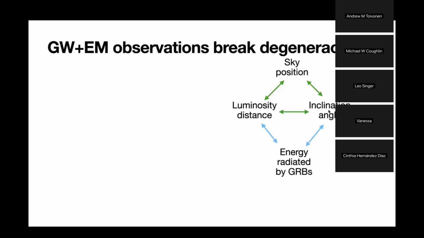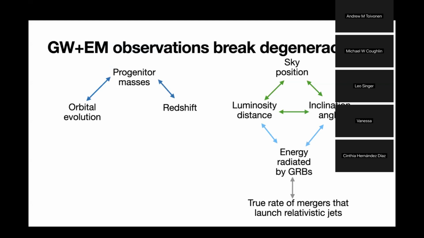Knowing the luminosity distance and the inclination angle, and knowing how bright the gamma ray burst was, we can tell exactly how luminous gamma ray bursts are without having to guess about the opening angle of their jets. That gives us the true rate of mergers that launch relativistic jets. As I said, we get progenitor masses from the gravitational wave observations, although there's also a degeneracy with redshift. So if we measure the redshift independently by taking a spectrum of the host galaxy, then we know the progenitor masses in the rest frame very accurately.